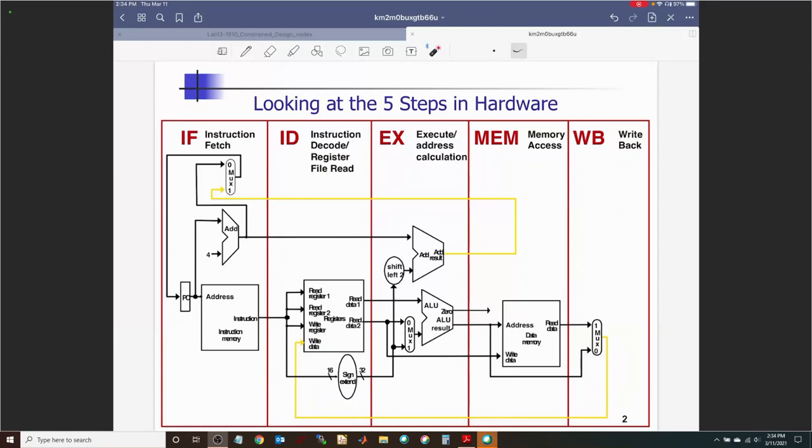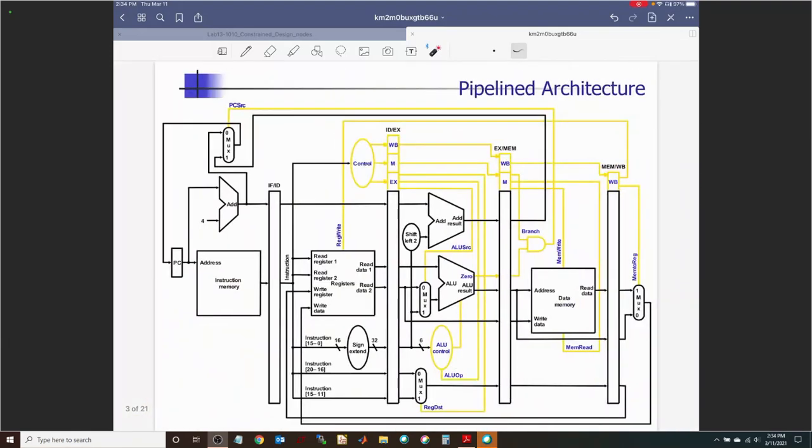So those were your five stages, and we started putting pipeline registers in the middle of each of these steps. So there was an IF/ID pipeline register and so on. We had four of them that were helping us do the pipelining. So the pipeline architecture looks like this, where you have taken the non-pipelined or the generic hardware and included four pipeline registers. One over here for IF/ID, one over here for ID/EX, one over here for execute and memory, and one here between memory and write back stage.